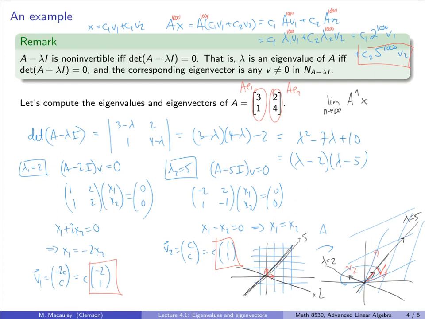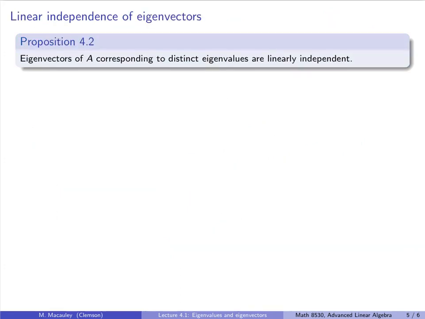Okay, so let's go back to that question about how to show that if we have distinct eigenvalues, then the corresponding eigenvectors form a linearly independent set. Here is that statement formally. Eigenvectors of A corresponding to distinct eigenvalues are linearly independent. So in other words, if we have lambda 1 up to lambda k distinct, with eigenvectors v1 up to vk.